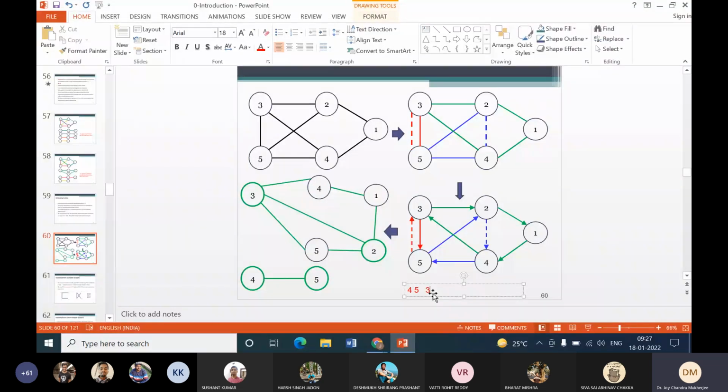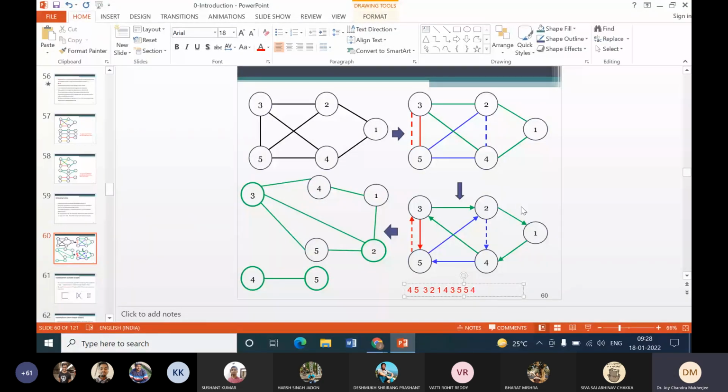So once I reach 3, I see that there is a new green cycle. So I continue along this green cycle. 3 to 2, 2 to 1, 1 to 4, 4 to 3, then 3 to 5, then 5 to 2, then 2 to 4. Okay. So I get an Euler tour here.